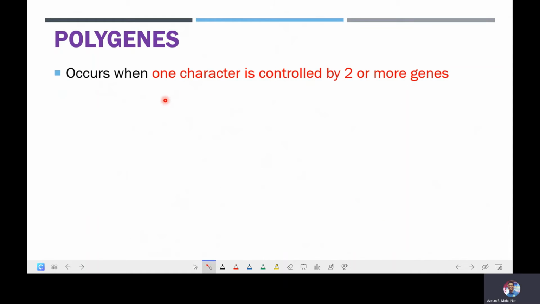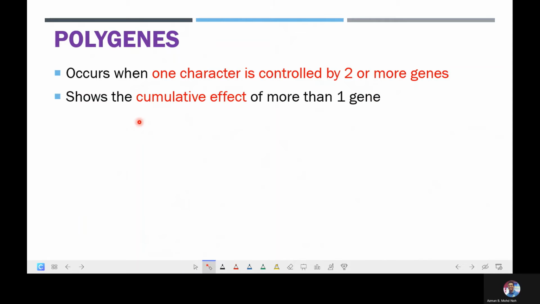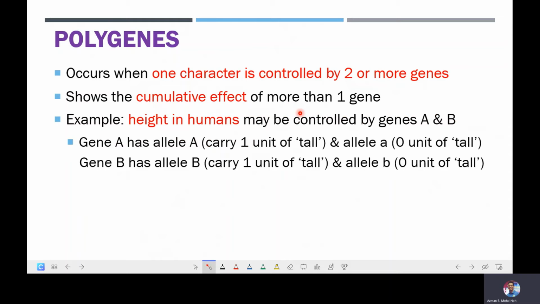The fourth type of deviation from Mendelian inheritance is polygenes. This occurs when one character is controlled by not just one, but by 2 or more genes. And this shows the cumulative effect of more than one gene. For example, height in humans is one type of polygenic inheritance which may be controlled by more than one gene.